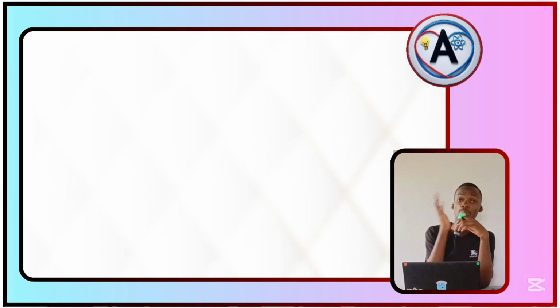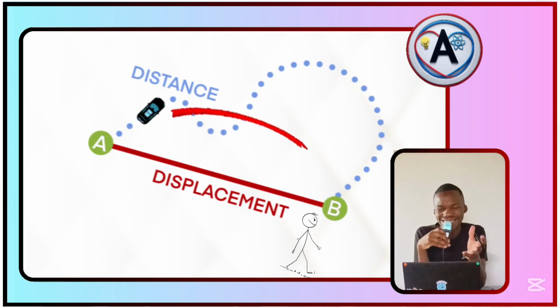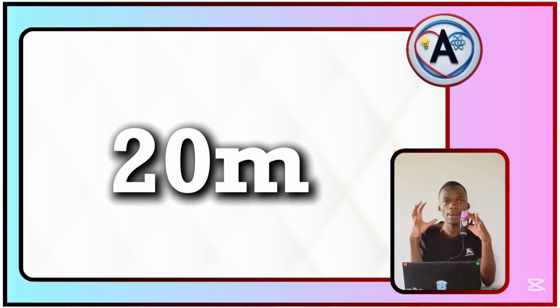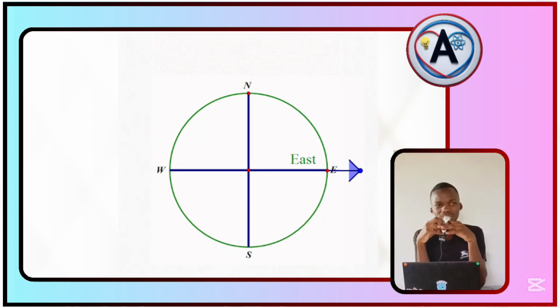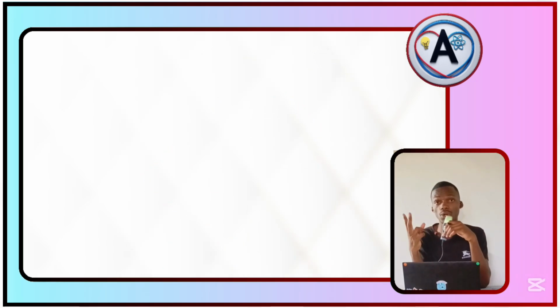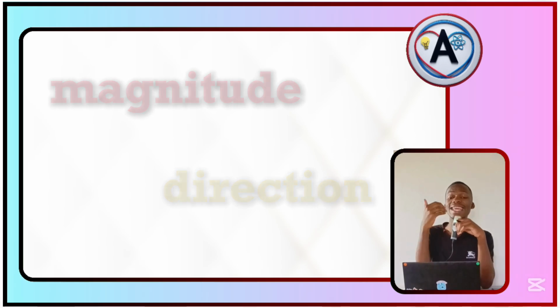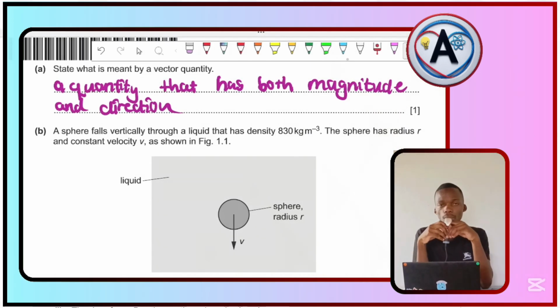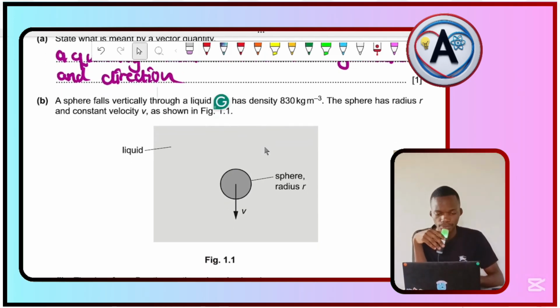If I were to ask you, go from point A to point B, what's going to happen is you're going to move a certain distance, let's say 20 meters. 20 meters is the magnitude, and the direction can be due east, due west, or to the right, or to the left. So you have two components, magnitude and direction, which are very important when explaining what a vector quantity is. We also have scalar quantities. These are quantities that don't have direction. All they have is just magnitude itself. Right? Let's move on to the second part of the equation.